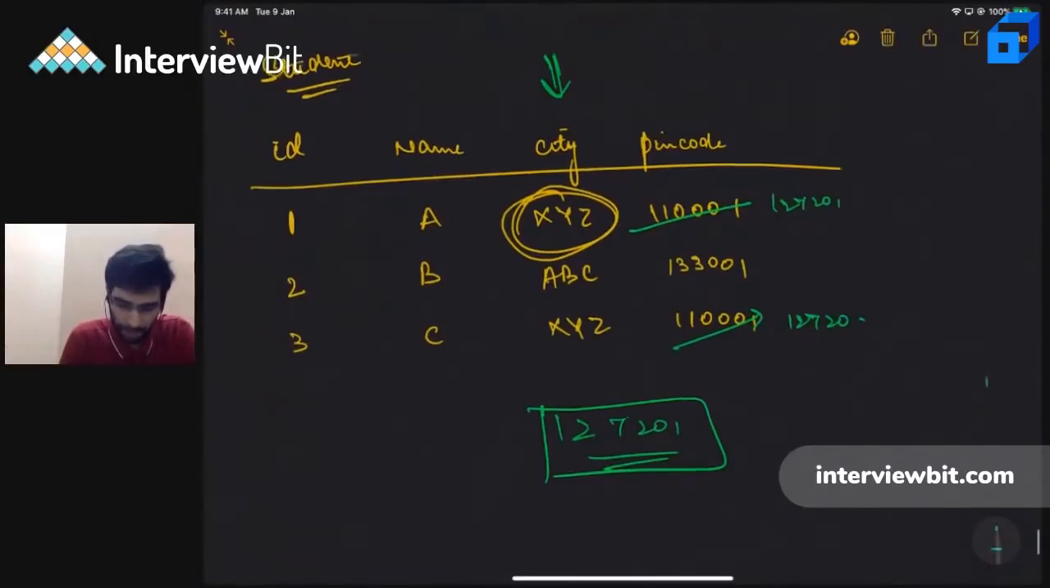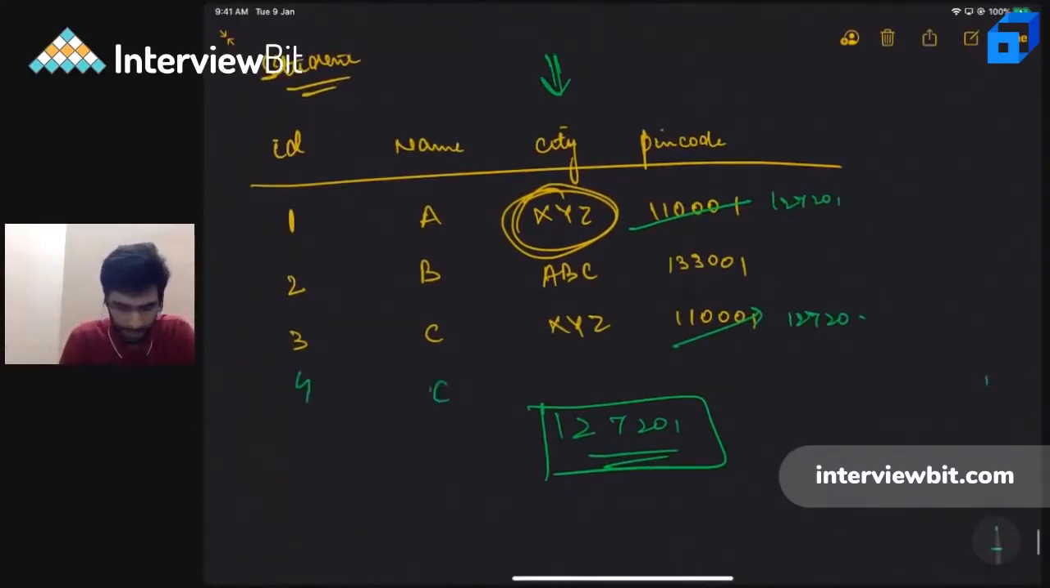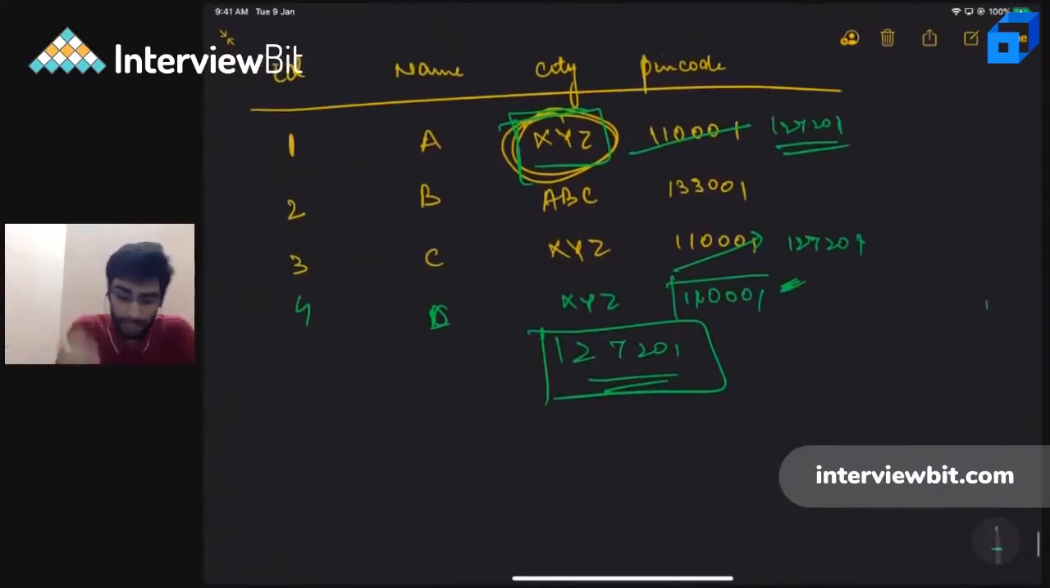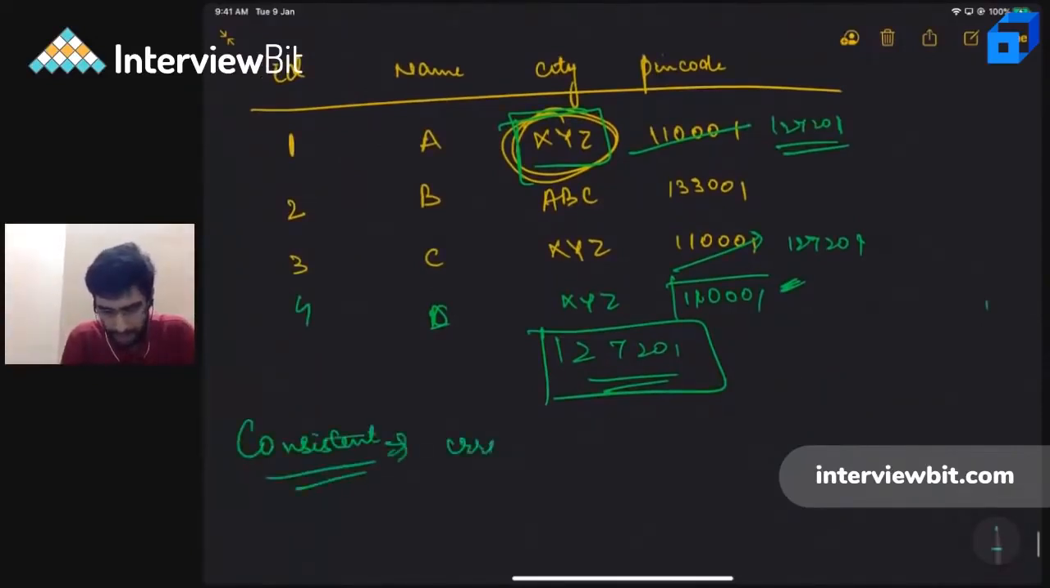What can also happen is that, suppose there was another student G who lived in city XYZ and had a pin code of 110001, but you somehow forgot to change this. That's a bad thing for you. Now your data at some places is storing the pin code 127201 for the city XYZ, but at some places it is storing 110001. That means the data is not consistent. What do we mean by that? We mean irregularities in the information.